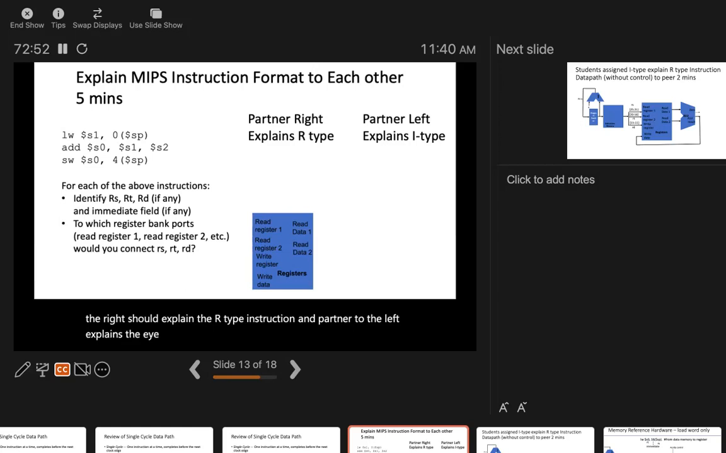So partner to the right, take a look into the R-type instruction here. For that R-type instruction, identify what is RS, RT, RD, and tell your partner where it should go in the register file. And similarly, partner to the left, look into the I-type instructions there and identify the RS, RT, and RD field and determine where they should go in this register file. So please first work on your respective item first and then explain it to your peer.